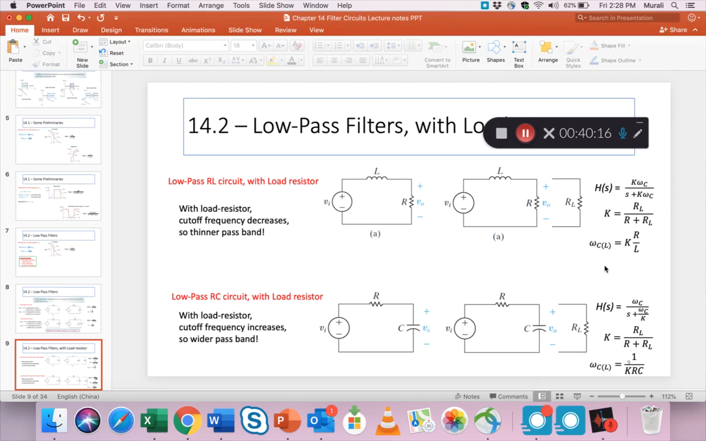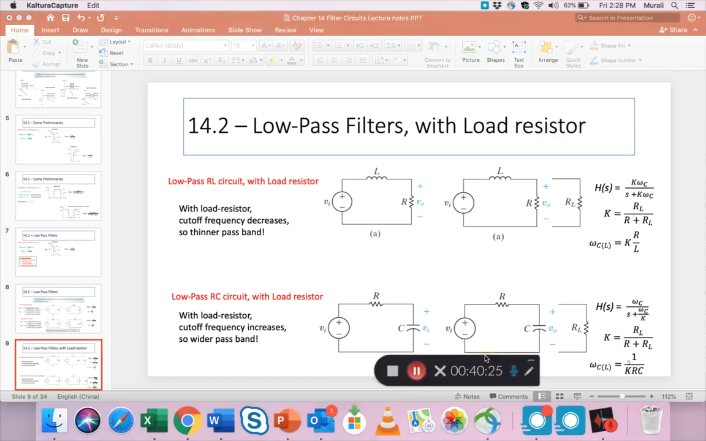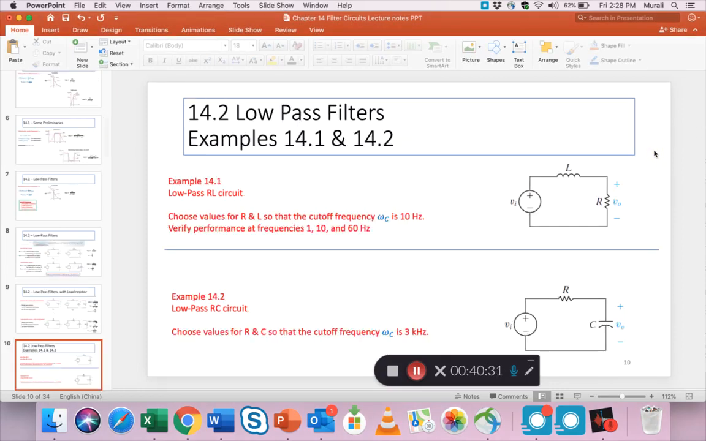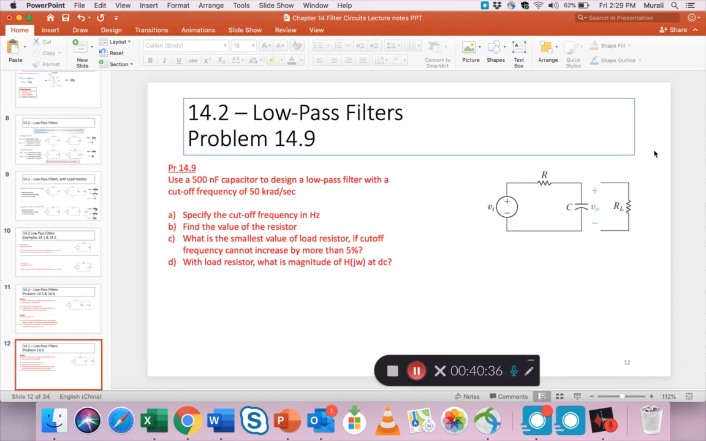But anyway, I wanted to introduce you to the fact that in these circuits, sometimes the load resistors make an impact. Okay. All right. Let's also move quickly, and in the next 5 minutes, I want to finish looking at high pass filters, just the theory, and then we'll solve the problems.